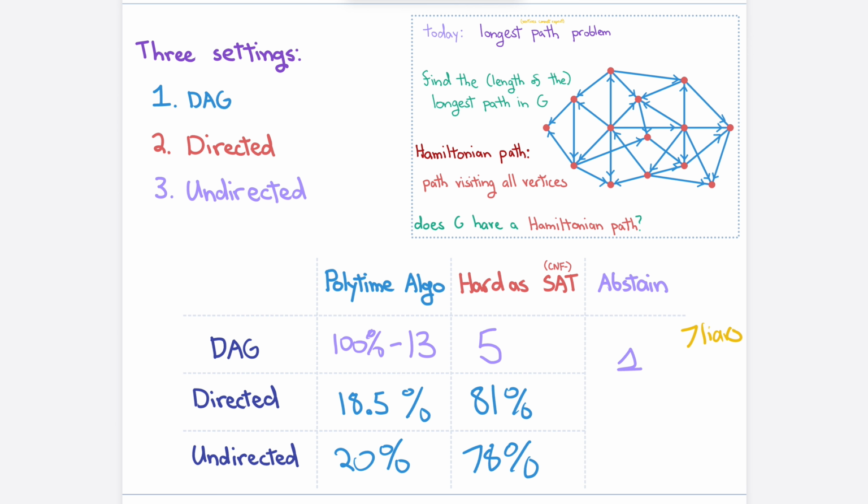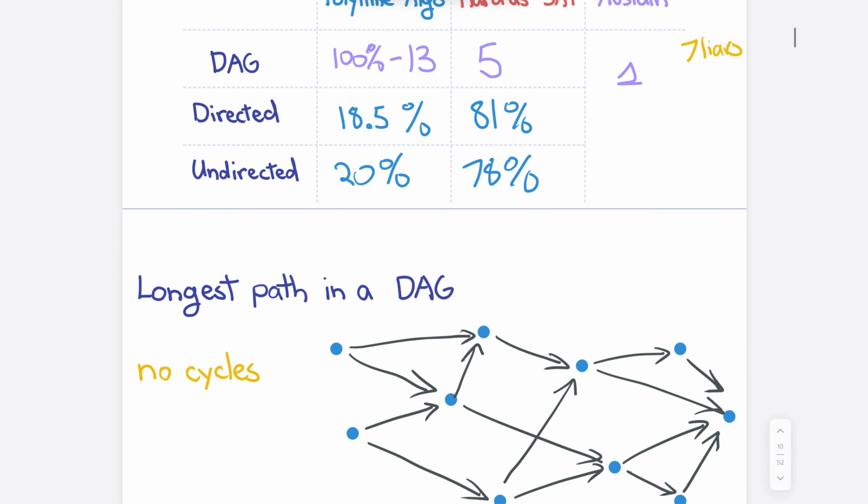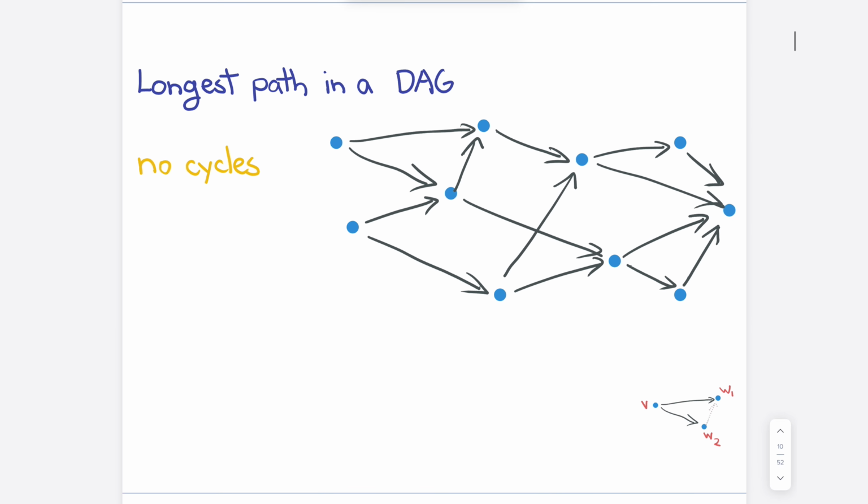Okay, that's the lay of the land. So I think we're going to start with DAGs. And of course, DAG by definition means there are no cycles. So our problem is basically the same as asking for the longest walk in the graph, right? Every walk is a path, every path is a walk. But at some level, you don't have to worry about this constraint of revisiting a vertex, because you can't do that in a DAG anyway.